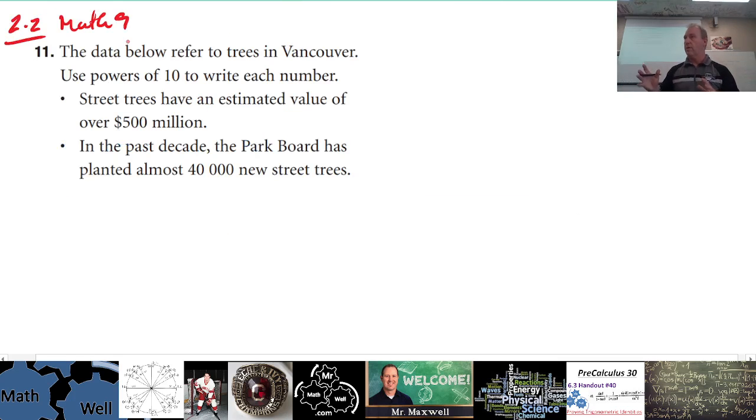Okay, I'll get you started on number 11. Okay, I have a question about number 11. So it says here, the data below refers to trees in Vancouver. Use powers of 10 to write each number. Okay, so the number that's given in this statement, street trees have an estimated value of over 500 million. So this is the number in question, and we want to write that as powers of 10. So similar to number 9, but what we have to do is write that as 500 million. You might want to write that out fully in standard form first to see exactly how many zeros we have.